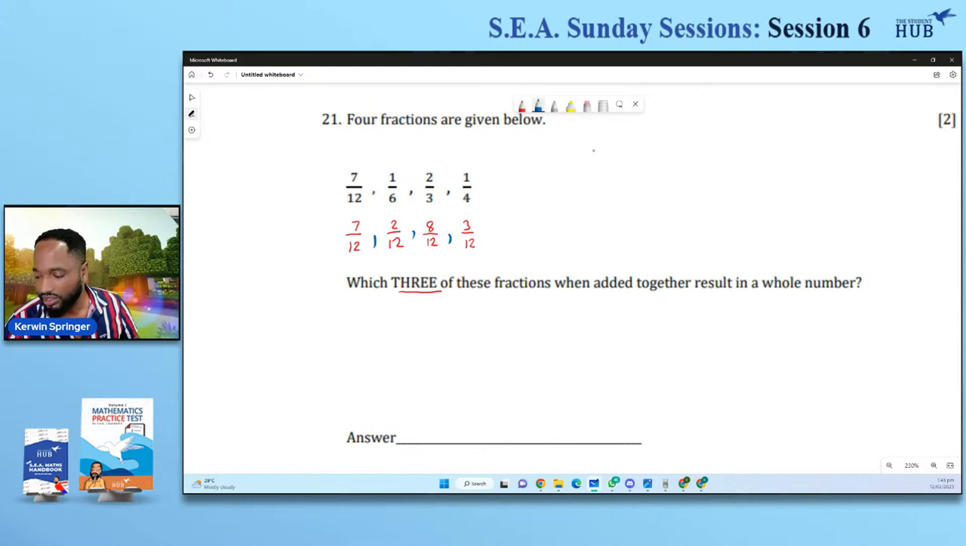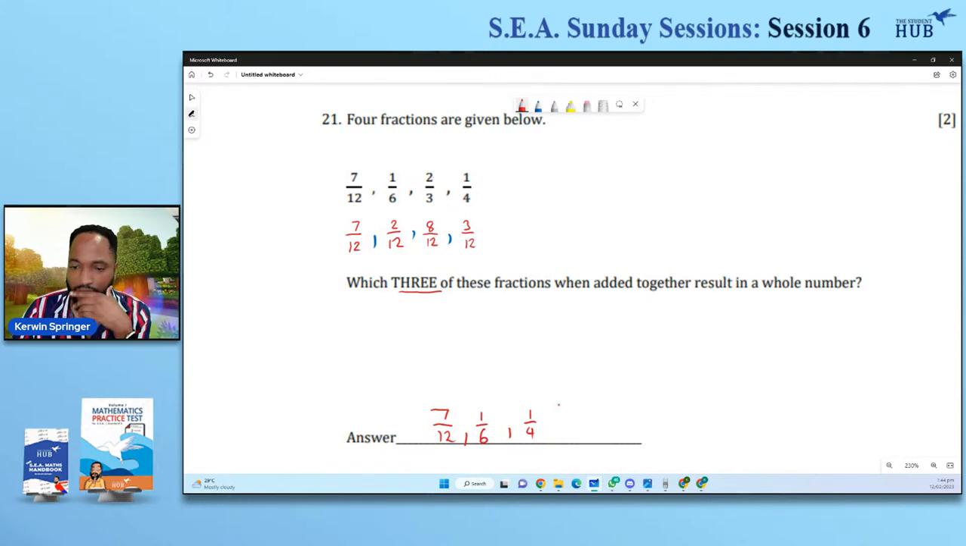All right, so 2 twelfths. I'm just adding the numerators now. So I'm seeing that the 2 and 3 would make 5. And then if I add the 7, I will get my 12 out of 12. All right, you all agree with that? So therefore, the fractions are 7/12, 1/6, I'm using the original fractions again, all right, and 1/4.